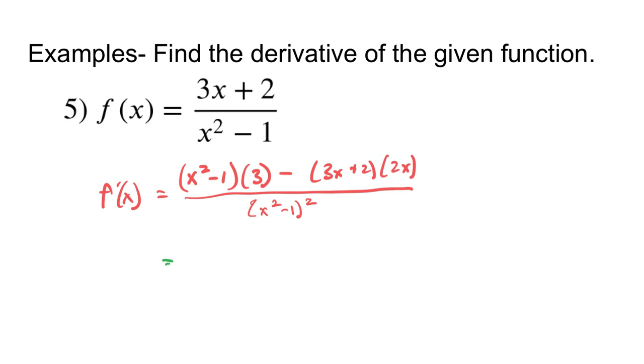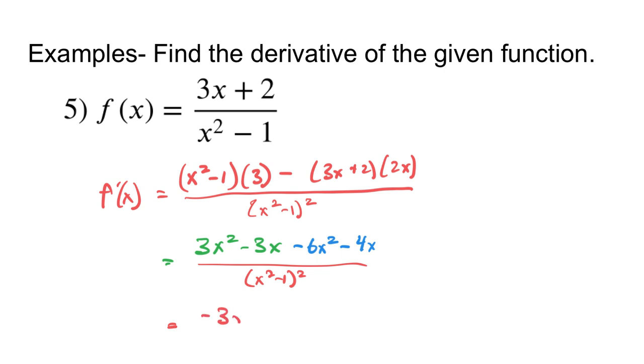So on the top, I'll distribute my 3. Then I'm going to distribute both the negative and the 2x, and I'm kind of going to do that in the same step. And then I'll remember to put that all over my denominator squared. On the top, I still have like terms to combine, but when I do, I end up with the final answer of negative 3x squared minus 4x minus 3 over x squared minus 1 squared. And I'm not going to simplify that down any further than that.